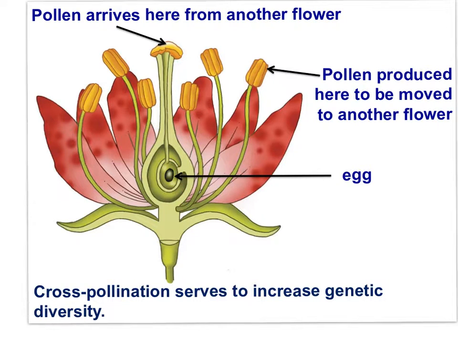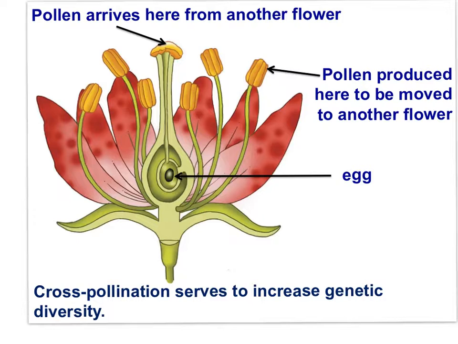Pollen from a different flower lands here, the stigma, and the sperm reaches the egg through a tube that develops from the stigma to the ovary. Fertilization occurs within the ovary, and the ovary develops into the fruit. The petals of a flower serve to attract pollinators that will move the pollen from one plant to another.